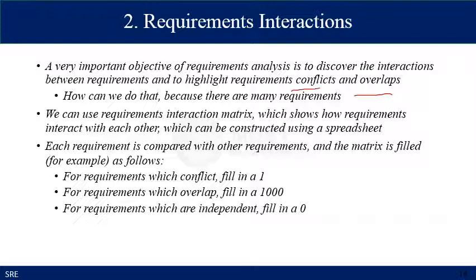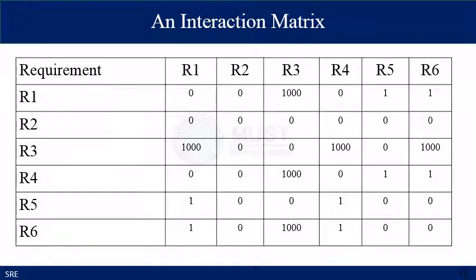If the requirements conflict with each other, you fill the matrix with 1. If the requirements overlap with each other, you fill it with 1000. And if the requirements are independent, you fill it with a 0. So here is an example of an interaction matrix, and we have 6 different requirements for a system, and we map these requirements with the interaction matrix example discussed in the previous slide: if the requirements are independent, we fill with a 0, if requirements overlap, we fill with 1000, and if requirements conflict, we fill with the 1.